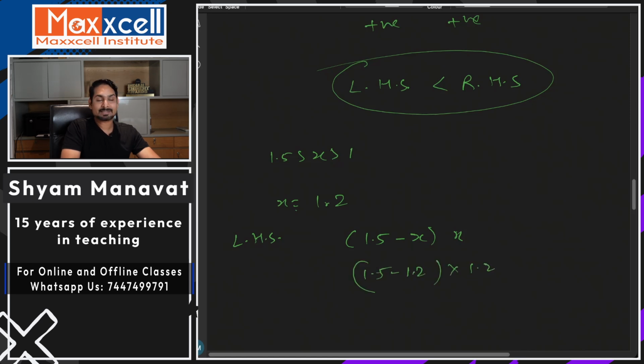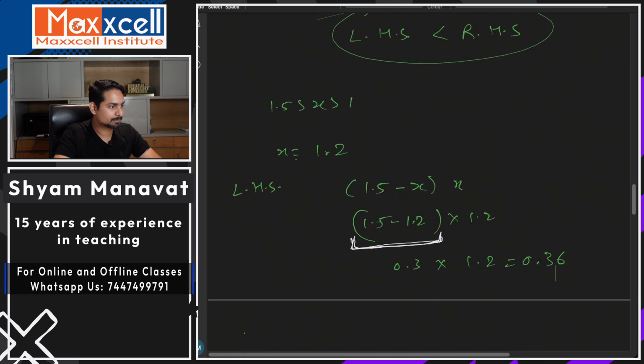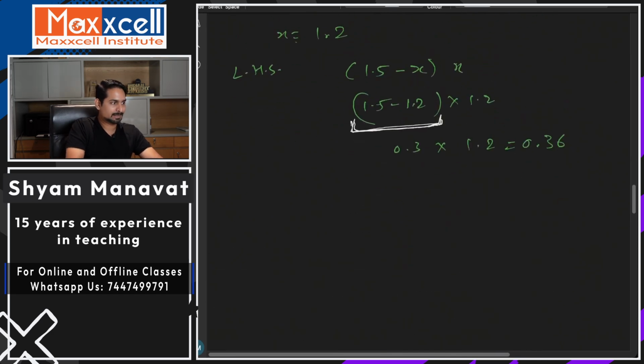Now here, if I take any value of X which is less than 1.5 and it's between 1, the first term of this LHS, the left hand side, will become very small. 1.5 minus 1.2 is what? 0.3 into 1.2, it will still be 0.36. Now think about RHS. What could be the range of RHS in that case?